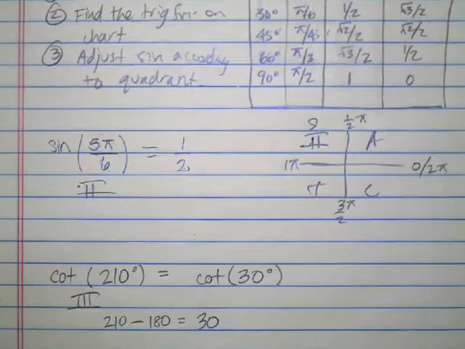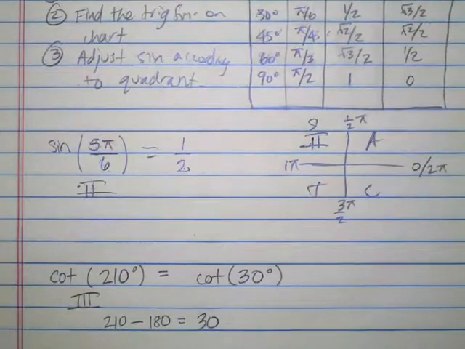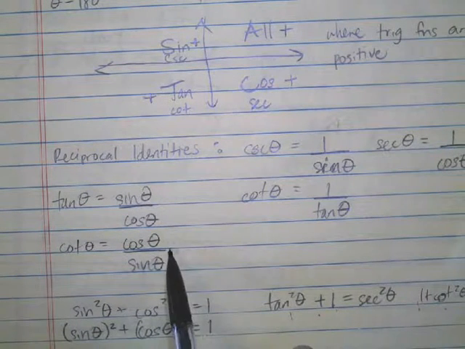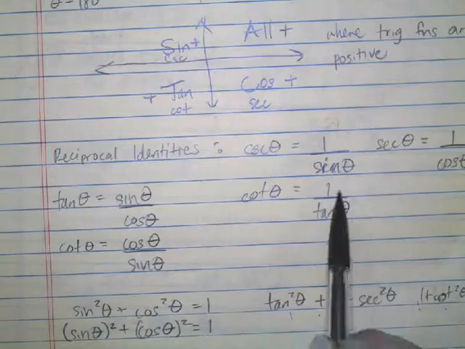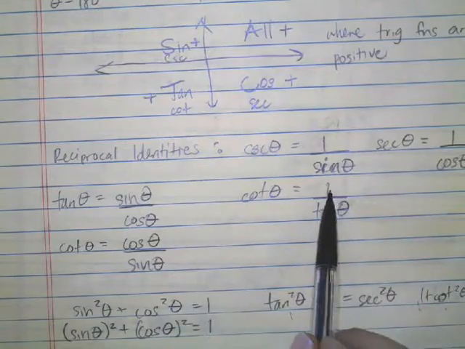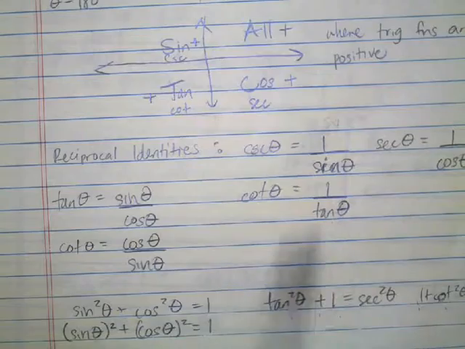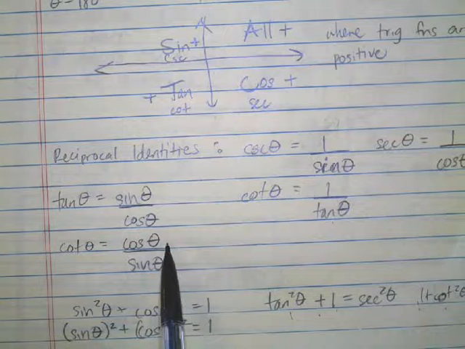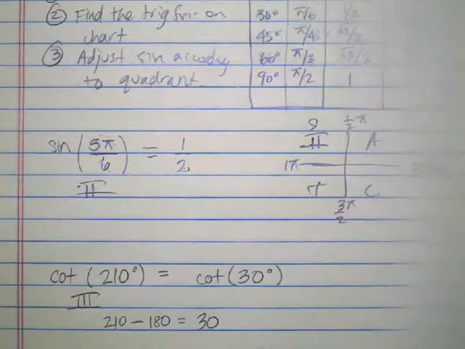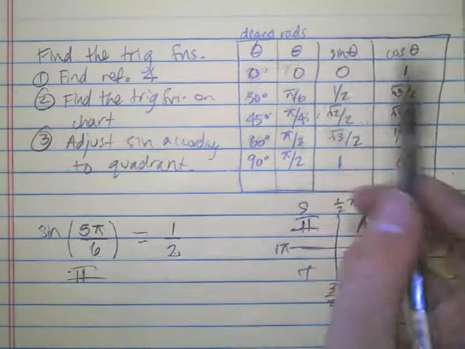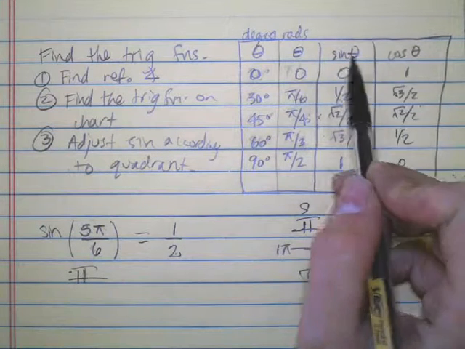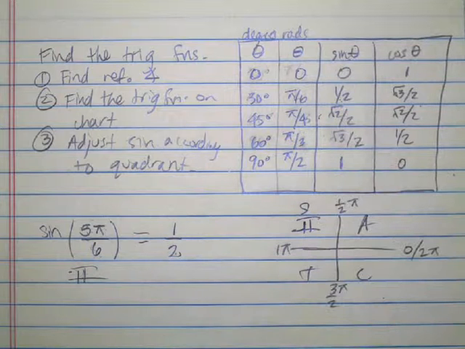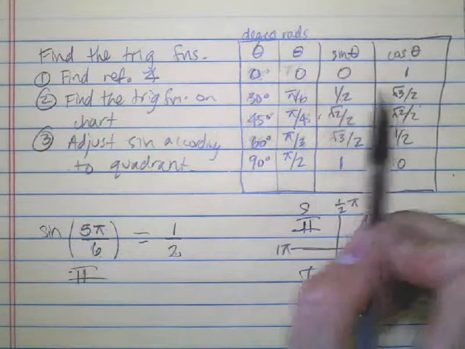So, it's not on the chart, right, but we know from our identities that cotangent is what over what? Cotangent is cosine over sine. Remember, tangent is sine over cosine. We had talked about that before. Tangent is sine over cosine, so that means cotangent is cosine over sine. So what we're going to do is we're going to look at 30, and we're going to take the cosine and put it over the sine.